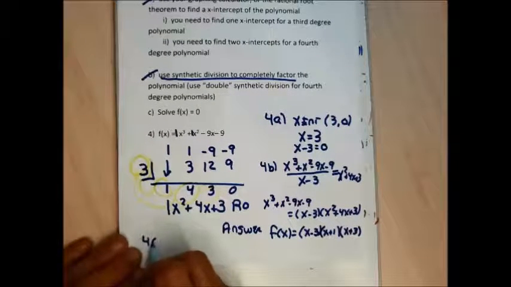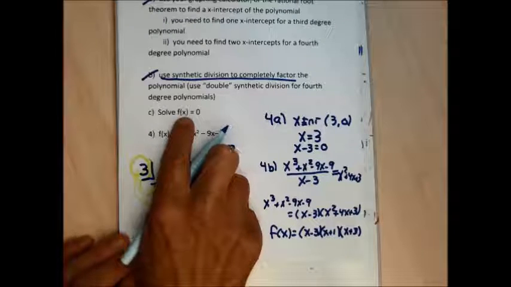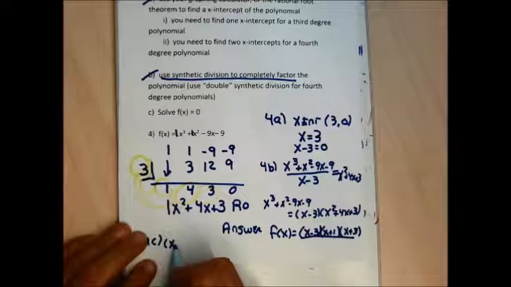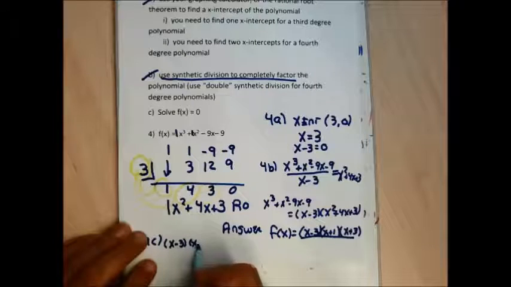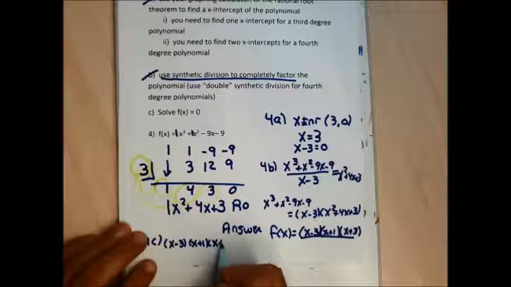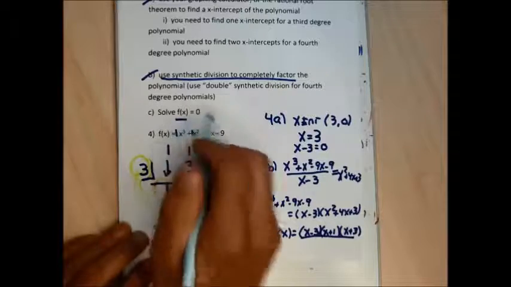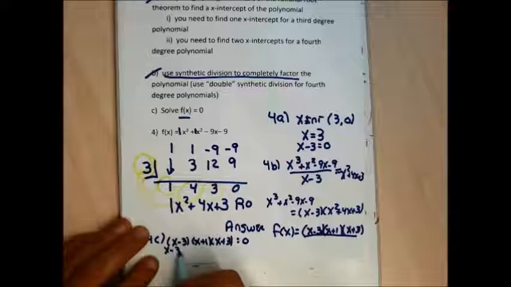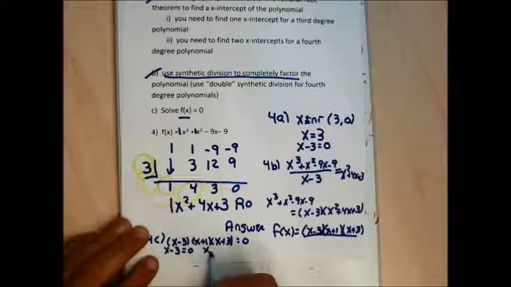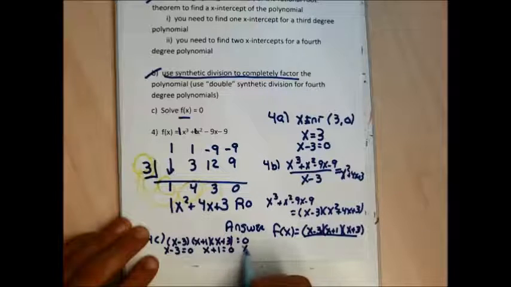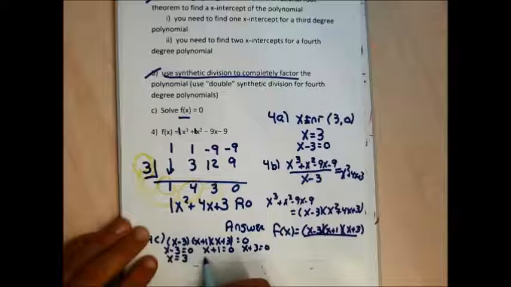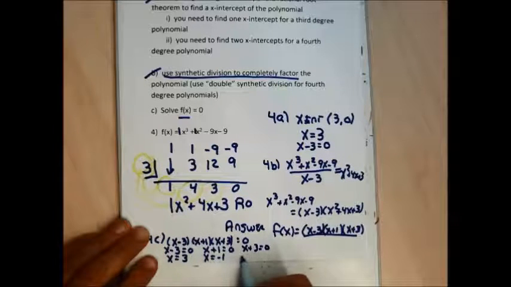Part 4c, I'm supposed to solve f of x equal to 0. Well, since this is equal to f of x, I can change this problem to solving x minus 3 times x plus 1 times x plus 3 equal to 0, because that's just taking the f of x and replacing it with something it's equal to. So that's really saying x minus 3 equal to 0, x plus 1 equal to 0, and x plus 3 equal to 0. The first factor gives me x equal to 3. The middle factor gives me x equal to negative 1. The far right factor gives me x equal to negative 3.